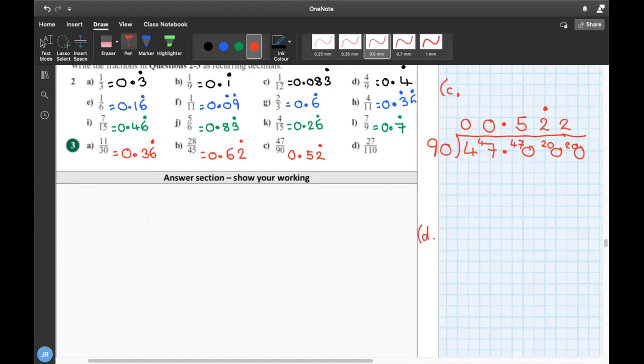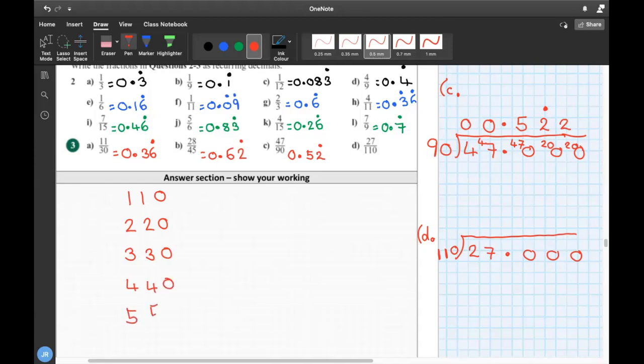Okay, let's have a look at D. So we've got 27 divided by 110. So 27 inside my bus stop, because that's the number I'm dividing, and I'm dividing that by 110. So I'm going to write my 110 times table down here, just to make things a little easier for us. We've got 220. You could also use your knowledge of the 11 times table to help you out as well.